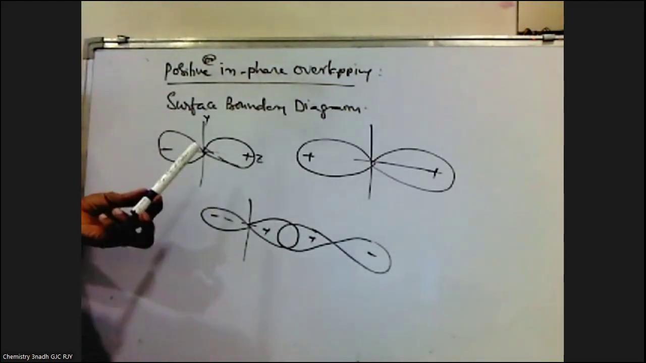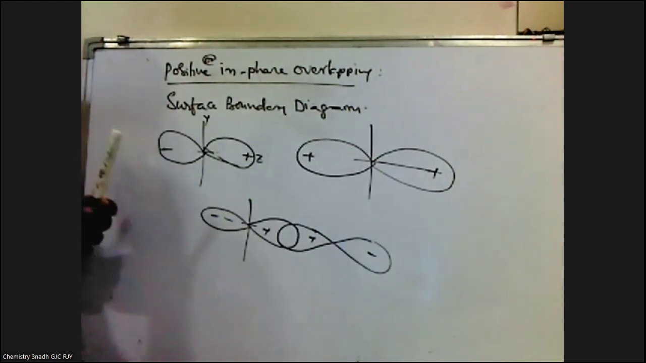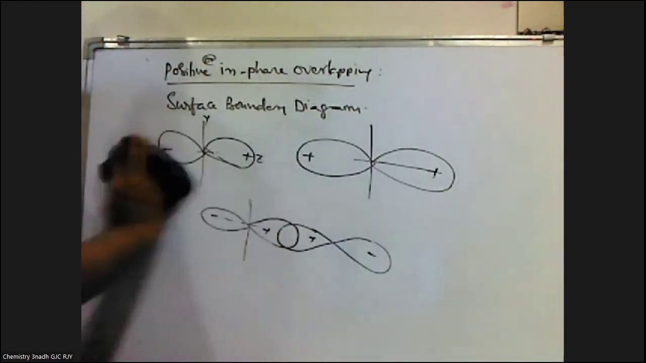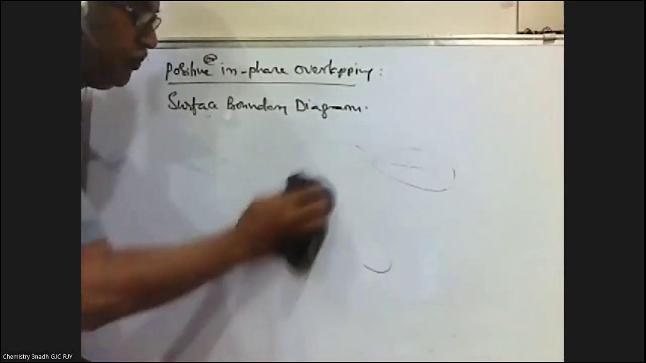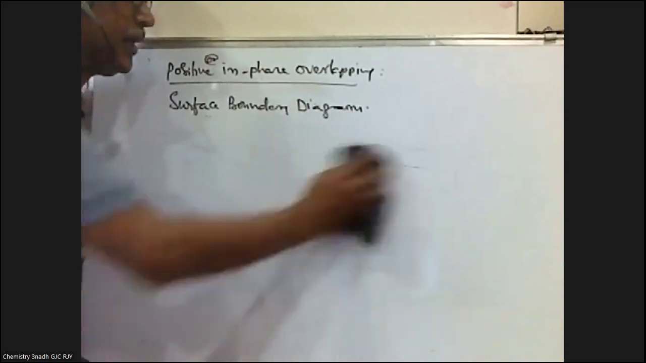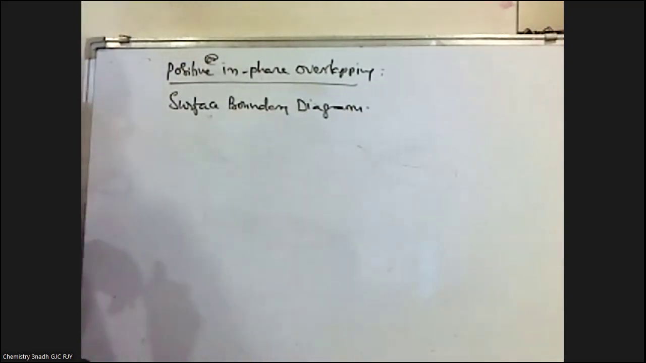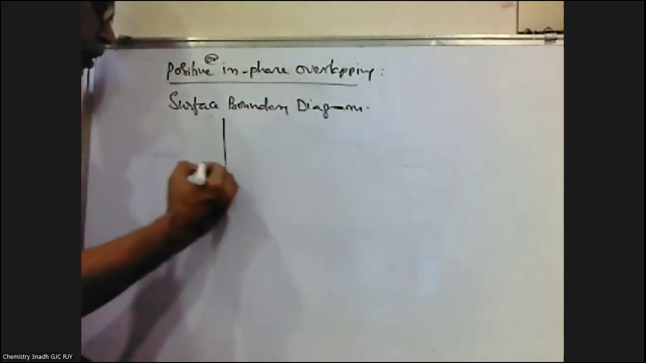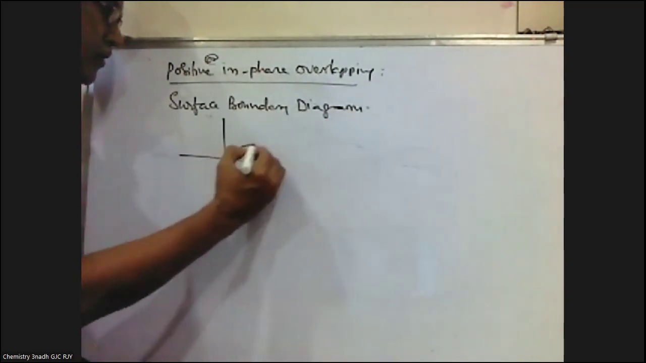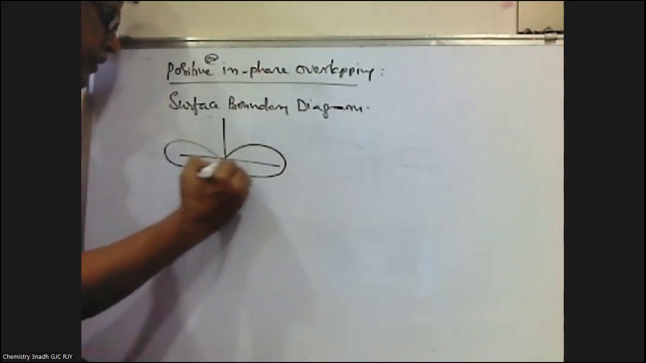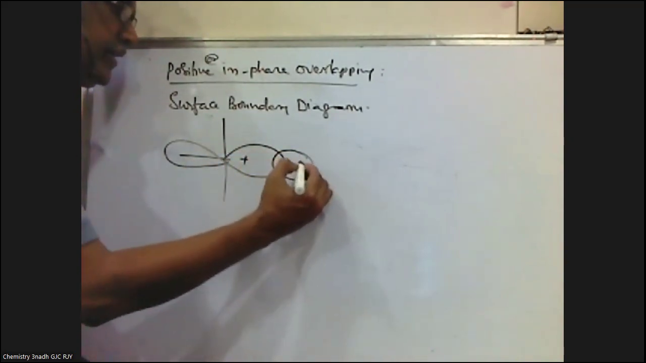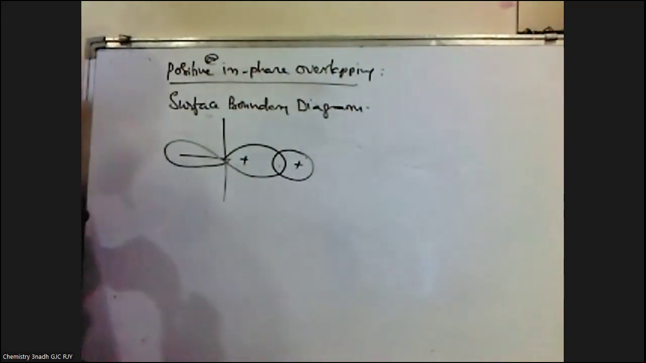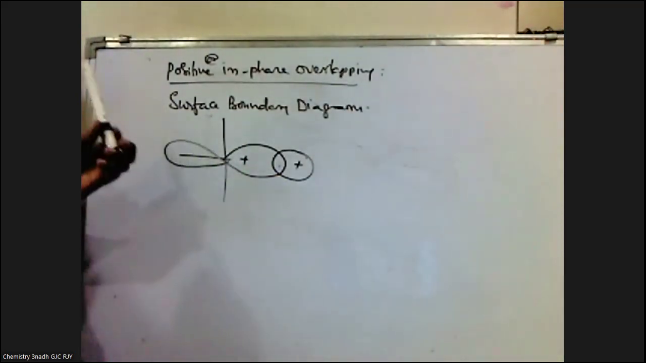If you take one pz orbital and an s orbital, just now I showed that one lobe is positive and the other lobe is negative. We know that the s orbital has a spherical shape. So here the positive lobe of the pz orbital overlaps with the s orbital, and this is called another positive or in phase overlap.